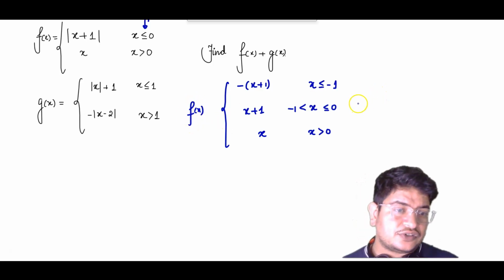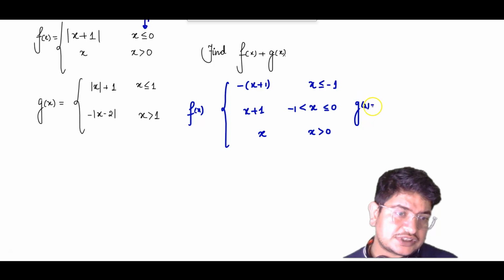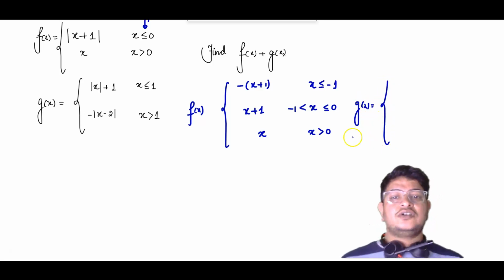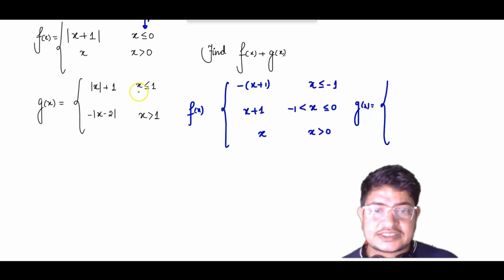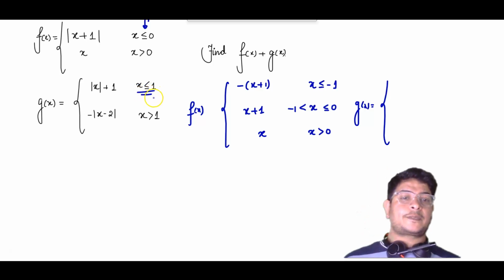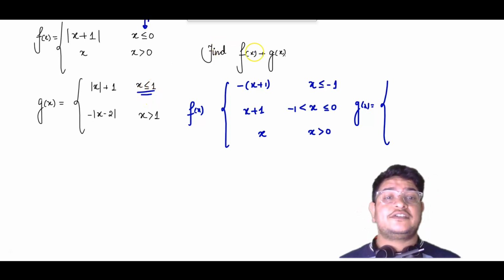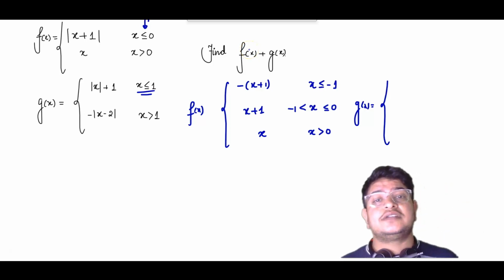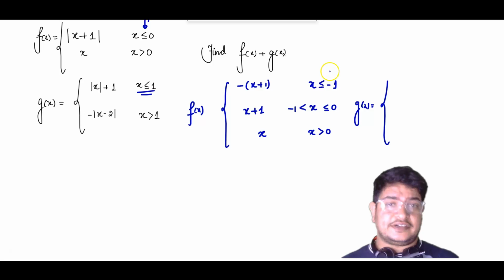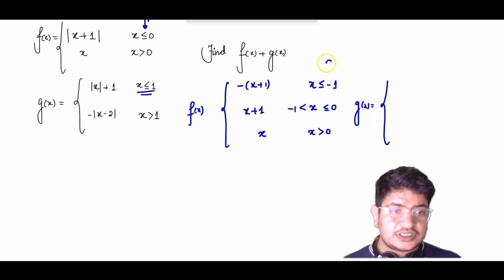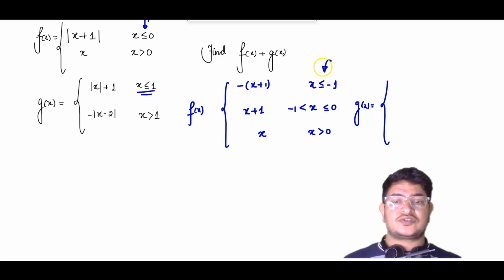Let's write the value for g(x). What will you write for g(x)? We will see. Now g(x) is defined for x less than or equal to 1. When we are doing f(x) plus g(x), we should make sure that the interval is divided according to f(x). So here we will take three conditions. First, x is less than minus 1.